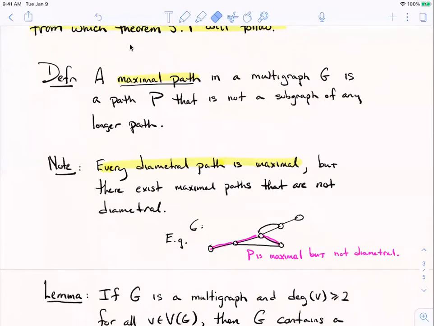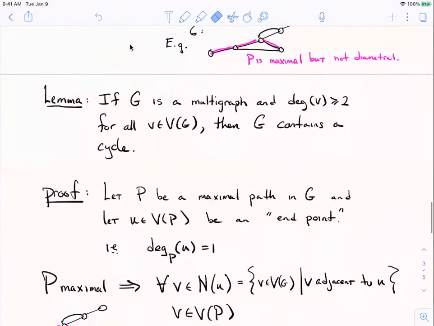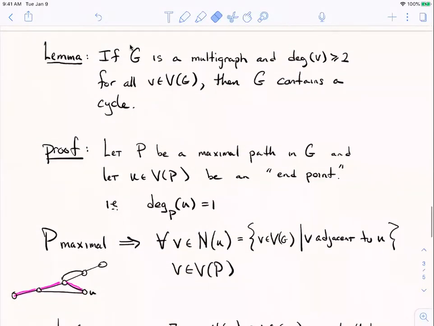Good. Okay, so here's our lemma. The lemma says if you have a multigraph in which every vertex has degree at least 2, then you have to have a cycle. So it's a fairly simple statement. You have a multigraph, every vertex has degree at least 2, then I can find a cycle in that thing. Okay, so we'll prove this lemma, and that'll tee us up for next time, and then we'll call it a day for this video lecture.